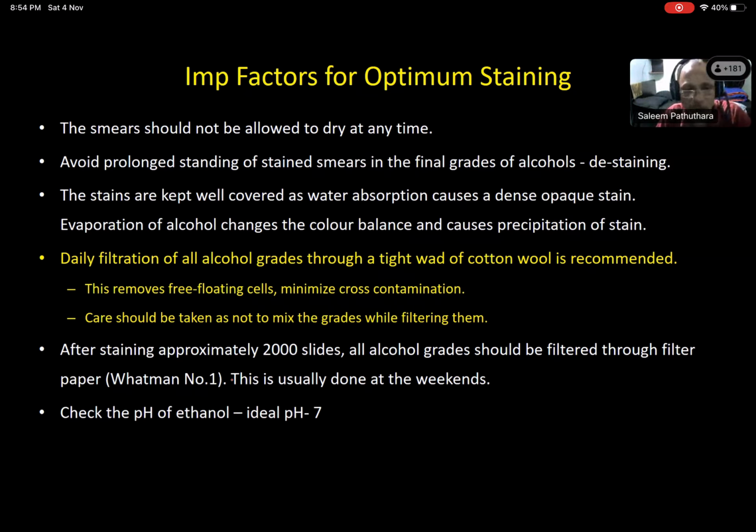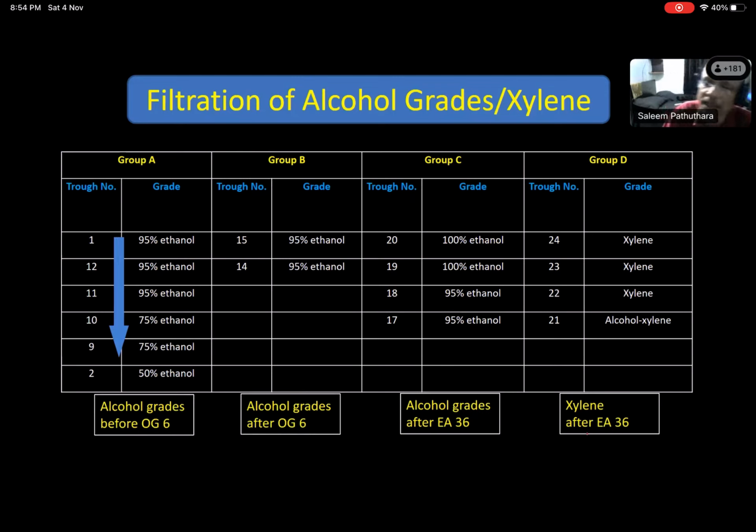Now this is the filtration of alcohol grades and xylene. How can we do it? The entire staining setup can be divided into alcohol grades before OG6, alcohol grades after OG6, alcohol grades after EA36, and xylene after EA36. These are filtered in this reverse order, so that the solutions will not be affected and the quality is maintained. Otherwise, you have to throw away the solution. So be careful while doing the filtration, but filtration is very important.